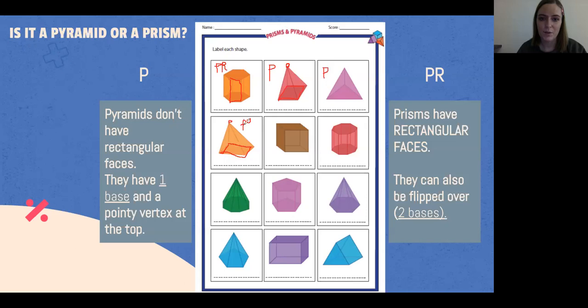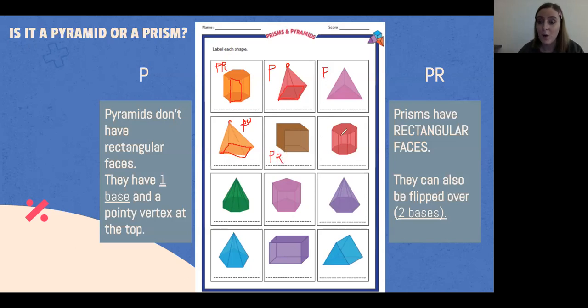I guess I could have just put the P again. Whoops. Okay. This one right here. Did you know that squares and rectangles are very similar? Yeah, they both have 4 sides. This one does not have the vertex up at the top or 1 base. This one I could flip over. So this one is going to be a type of prism, okay?